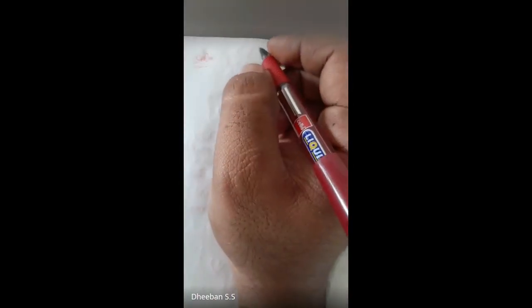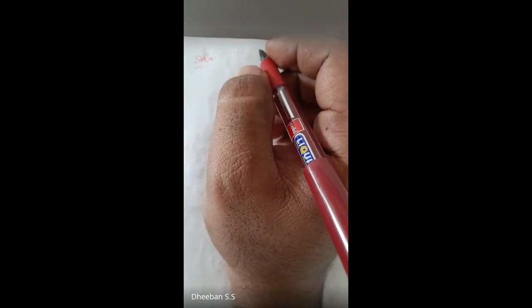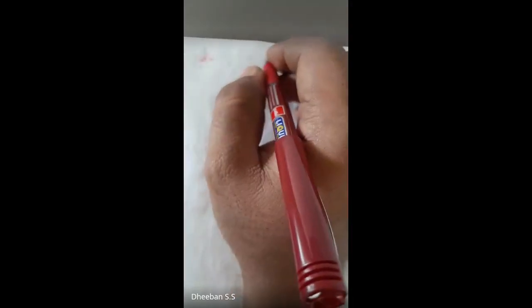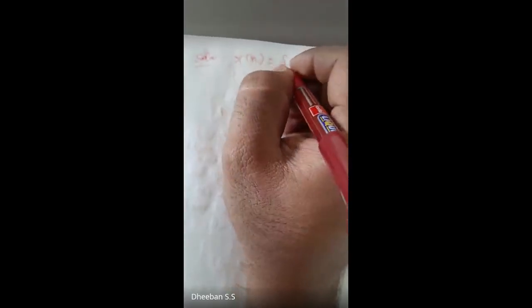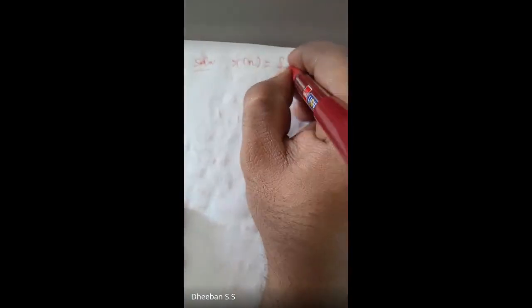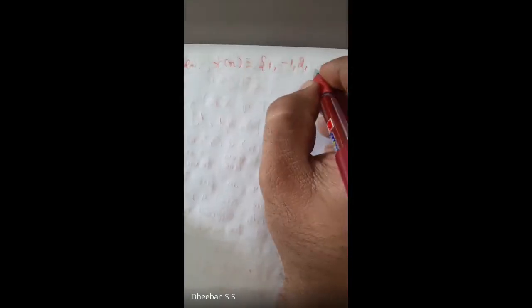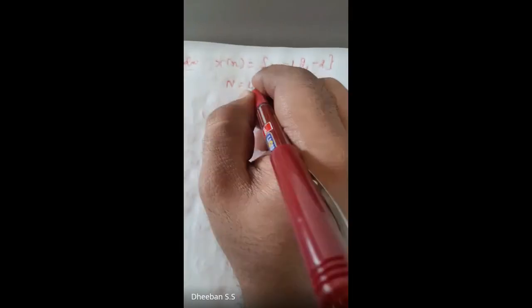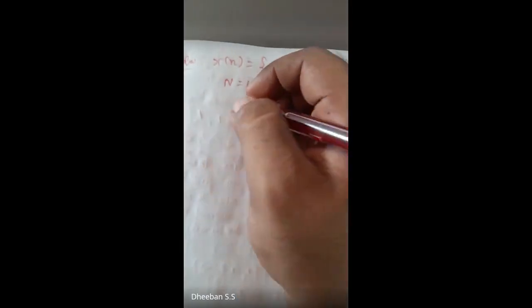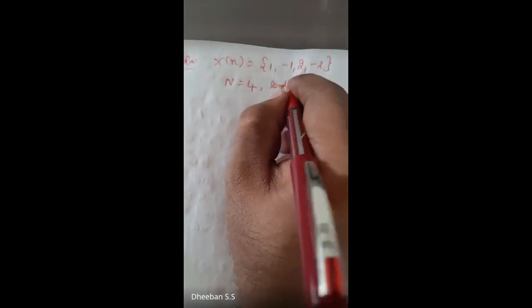Solution. So first you write the sequence x of n. They have given us 1, comma, minus 1, comma, 2, comma, minus 2. So this part is 1. So here the n value is equal to 4. Okay. So hence n is 4, which means the length of the sequence is also 4.